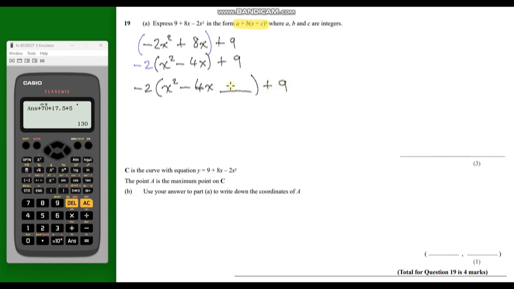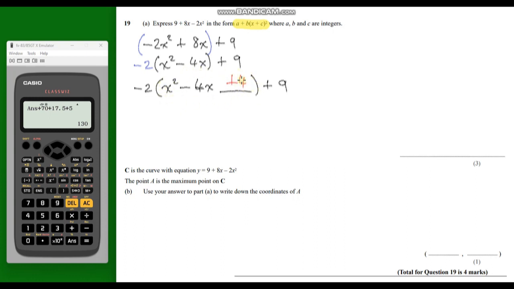So now, what number do I need to put in here in order to complete the square? Well, to do that, I half the coefficient on the x term and then square it. So half of negative 4 is negative 2. Negative 2 squared is 4. So I'm going to add on 4, and now I can factorize this. I can complete the square.